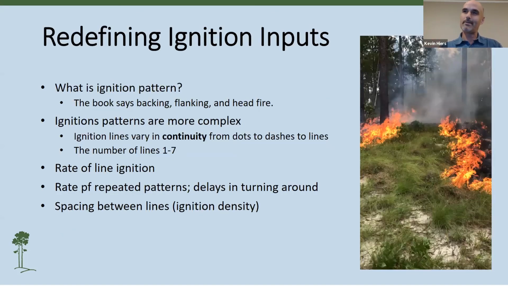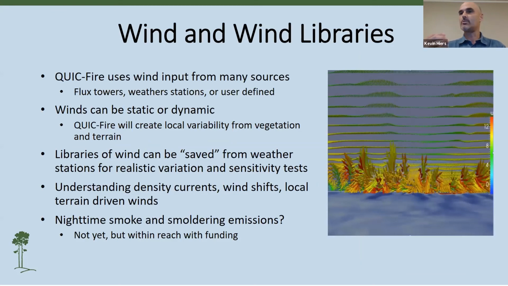I apologize, this thing's on a timer just to make sure that I don't take too much time, but we have the number of lines. I've seen up to 7 people walk across a unit. We have the rate of line ignition. If it's really open like the picture on the right, you can walk at 2 miles an hour. If you have an ATV, you might be able to go at 4. How fast do you move through the unit? When you get to the other side, how long do you take to come back when you repeat the pattern, and how much spacing is in between the lines? All of these are now possible to explore as you think about the kinds of fire behavior you expect, or if you're trying to teach a new burn boss what to expect in your particular unit.